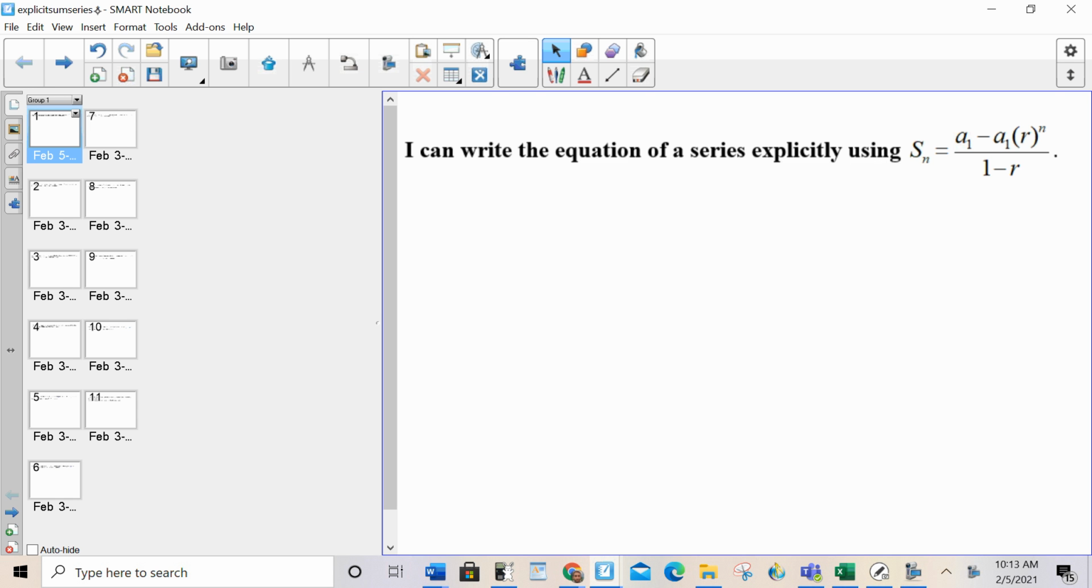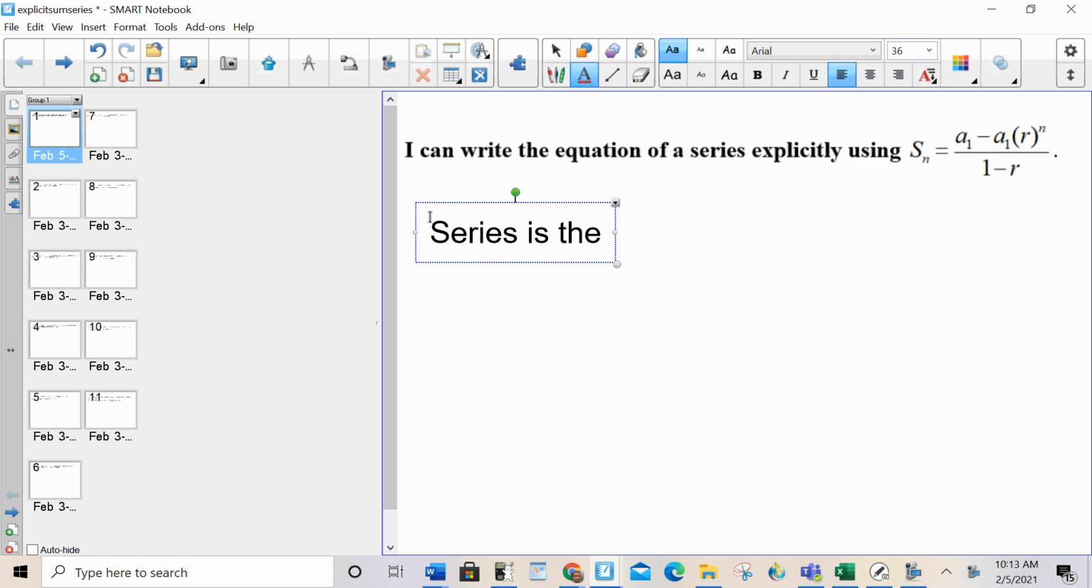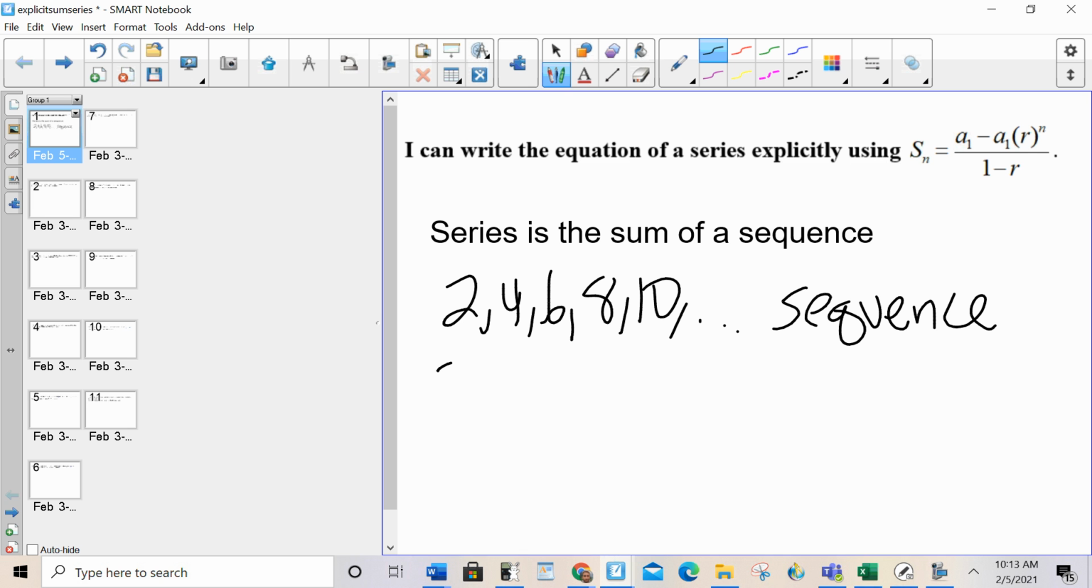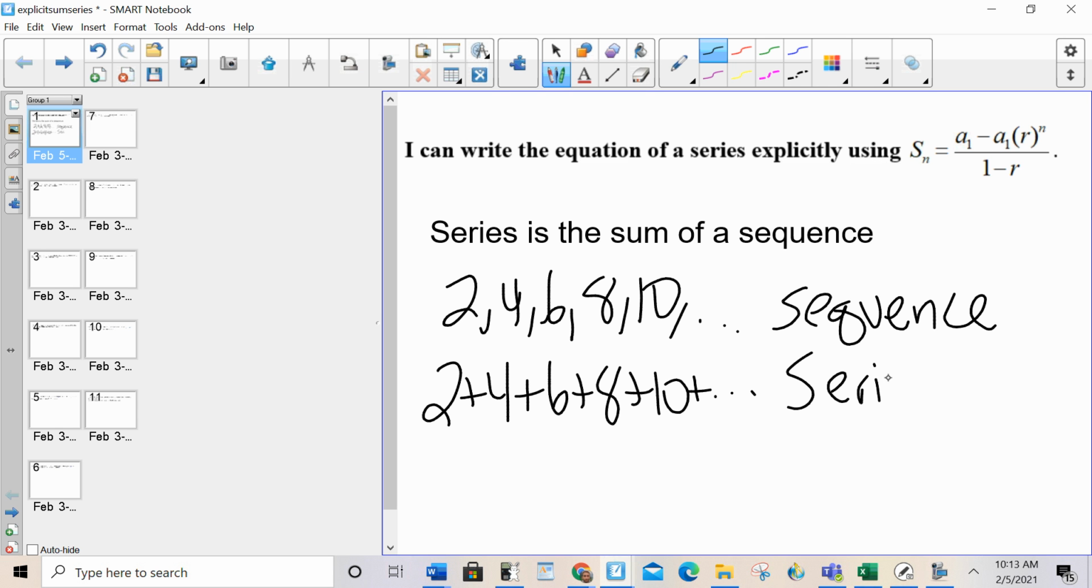What is a series? A series is the sum of a sequence. So let's say I had 2, 4, 6, 8, 10. This is a sequence. A sequence is a pattern of numbers. If I had 2 plus 4 plus 6 plus 8 plus 10, if I'm adding the terms of the sequence, that's what a series is. Sequence is just a pattern of numbers. Series is where you're adding the numbers in the sequence together, which is why it's a different formula.